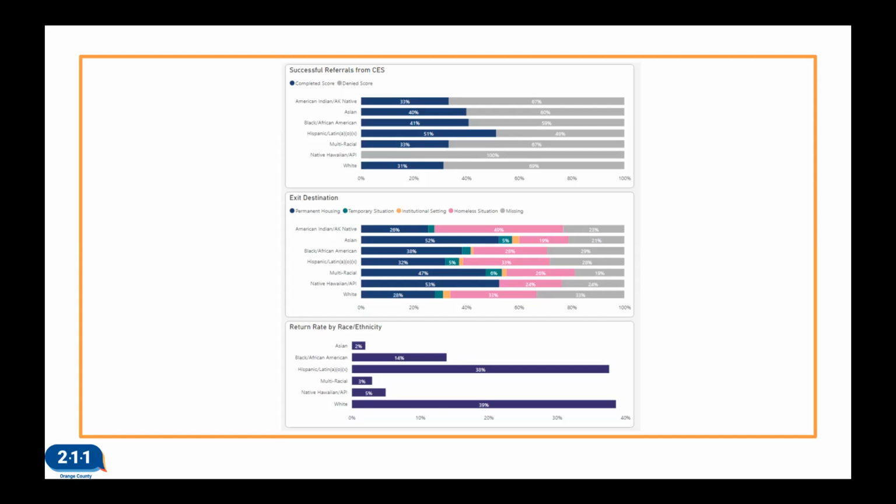And our last chart is return rate by race and ethnicity. The overall rate is 17%. The race groups Asian, multiracial, and Native Hawaiian, Asian Pacific Islander are returning into the homeless system at a lower rate than average. Black African American are returning slightly lower than the average rate, and the race and ethnicity groups Hispanic, Latino, and White are returning at about 2 times the average rate.